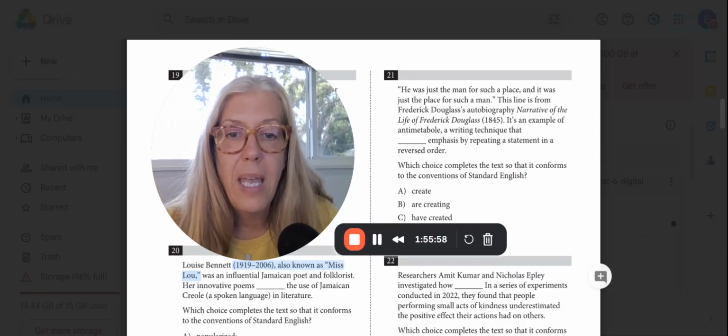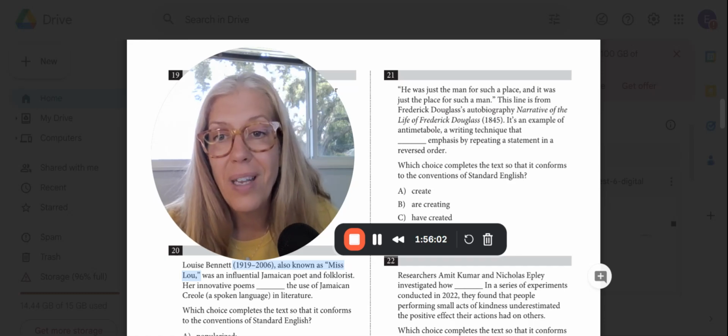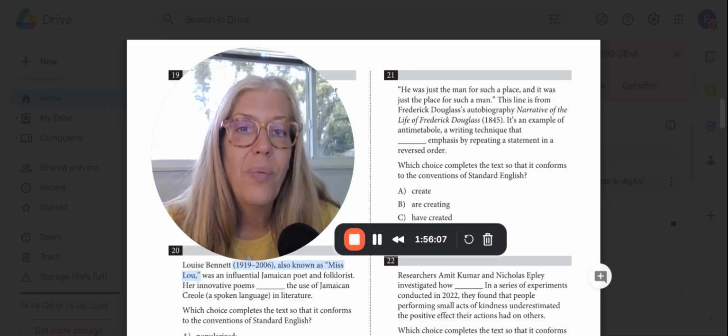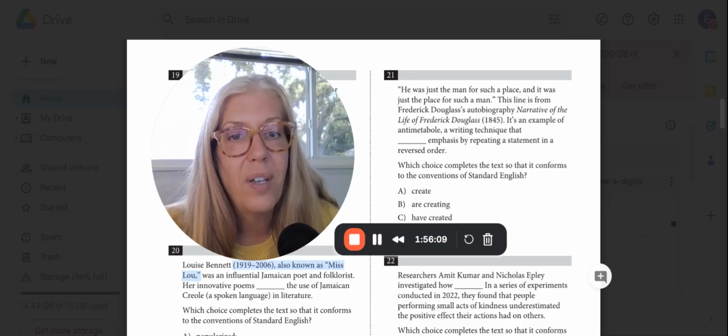This one, we can't rule out anything because it's just subject-verb agreement, but it's finding out what tense that verb create is. So, "He was just the man for such a place, and it was just the place for such a man." This line is from Frederick Douglass's.